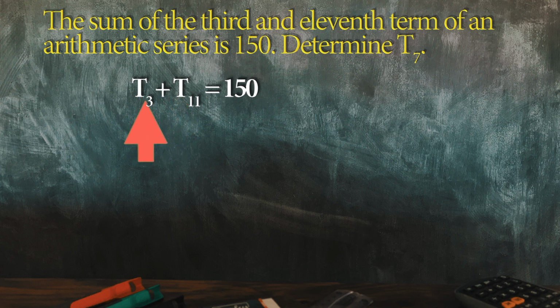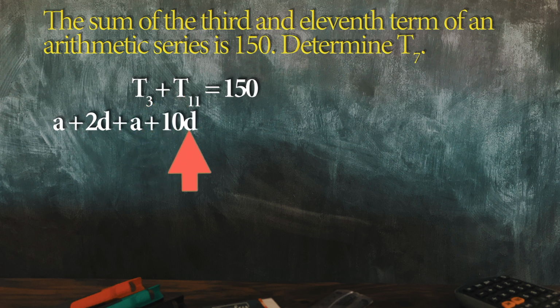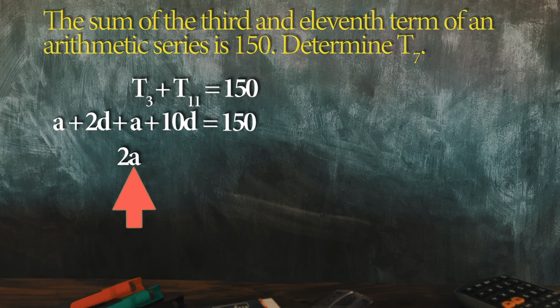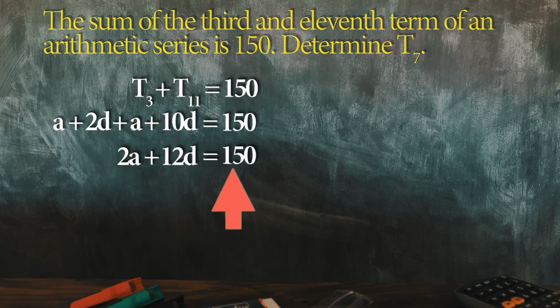So I'll rewrite term 3 in terms of term 1, which is a plus 2 constant differences. Because remember, term 1 plus 2 constant differences gives us term 3. And term 11 can be rewritten as term 1 plus 10 constant differences. So this is all equal to 150 because that has the same meaning as this. So a plus a gives us 2a. 2d plus 10d is 12d, and it's equal to 150.